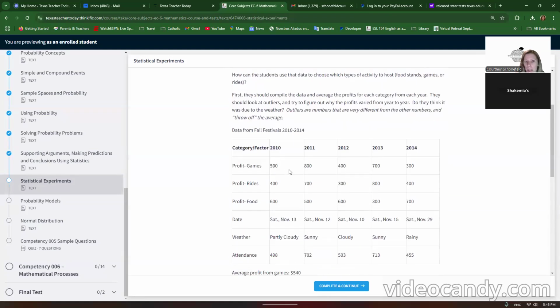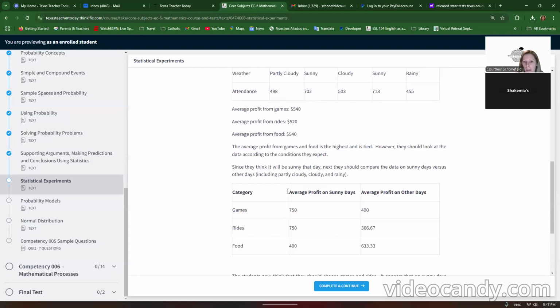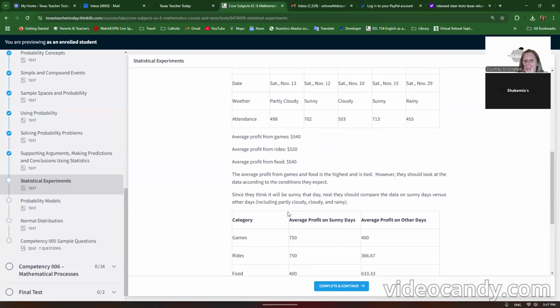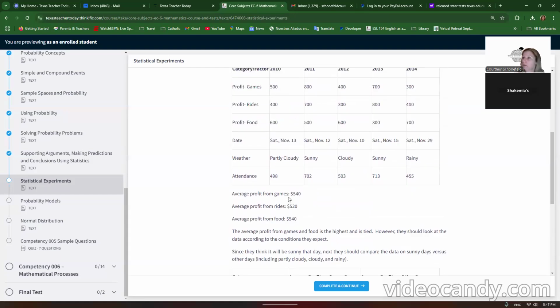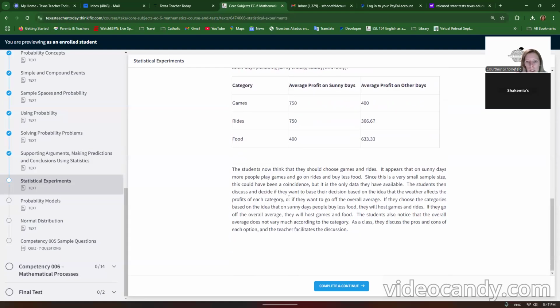So if we look right here, when it's sunny, they make more money from games and rides, right? And not as much from food. But when it's rainy or cloudy, they make more money from food and less on rides and games. So then they can look at the data and say, well, if it's supposed to be rainy, we should have more food. And if it's going to be sunny, we're going to do more games. So see how we can use it in the real world to make predictions on owning a business, right?